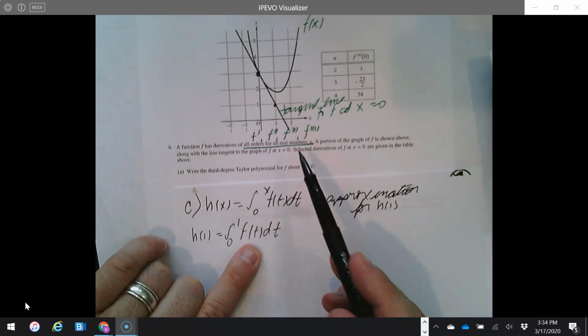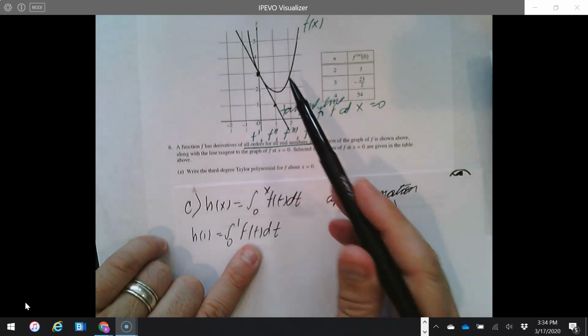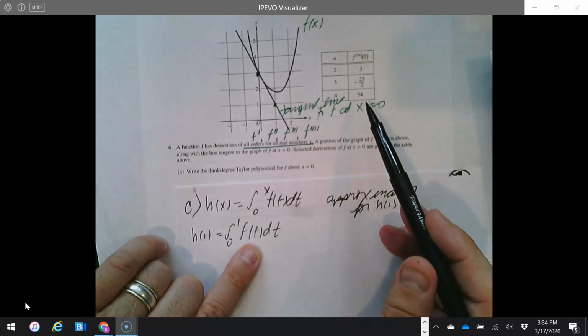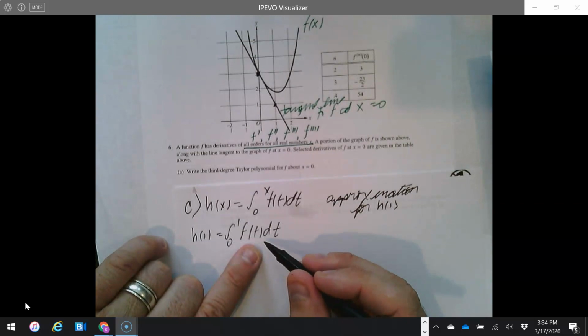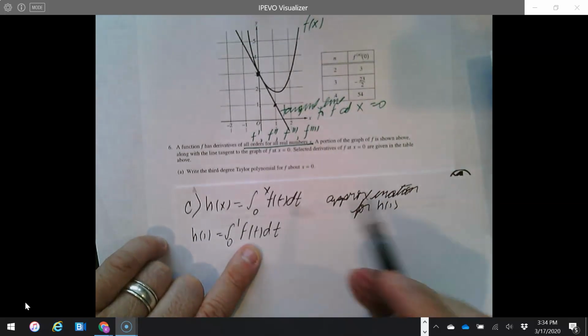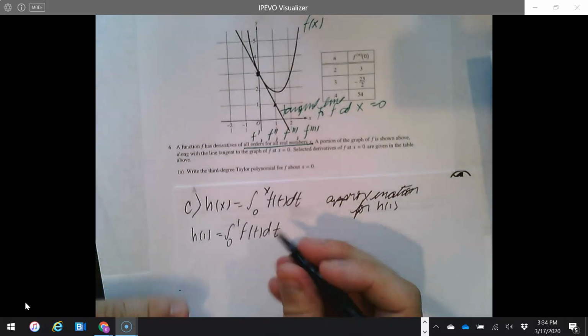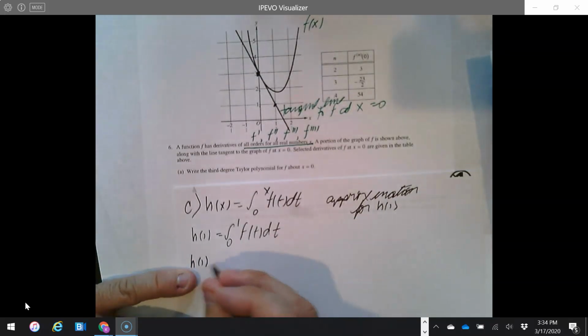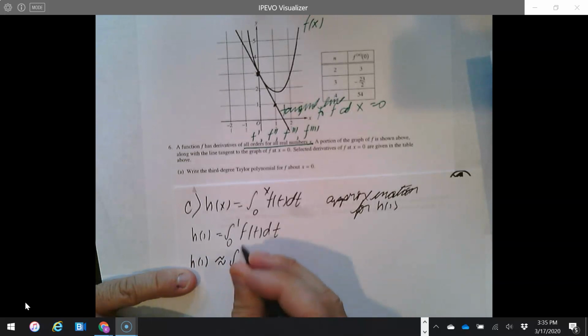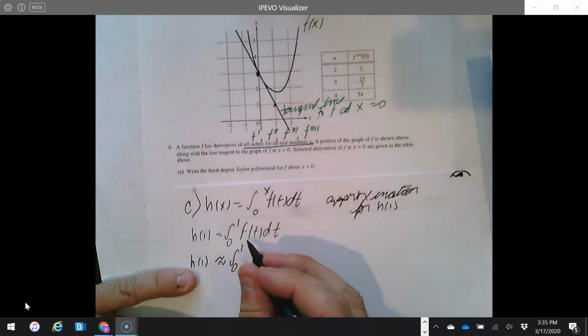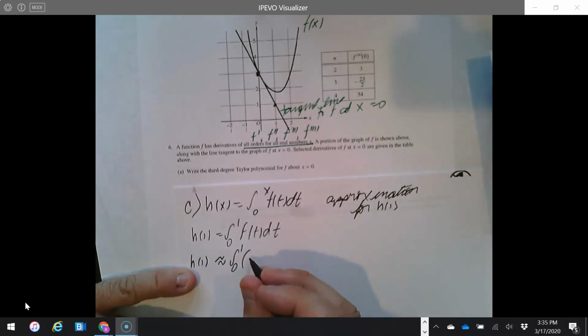Problem is, although I know what the graph of f looks like and I know information about f at different places, I don't have an equation. I don't have an analytic representation, so I can't do what I would normally want to do. But what I can say is that h of 1 is approximately what I'm going to get when I integrate my approximation from part A.